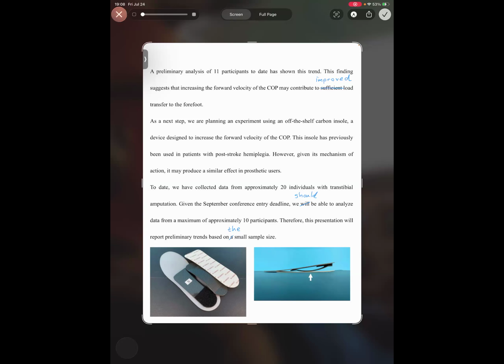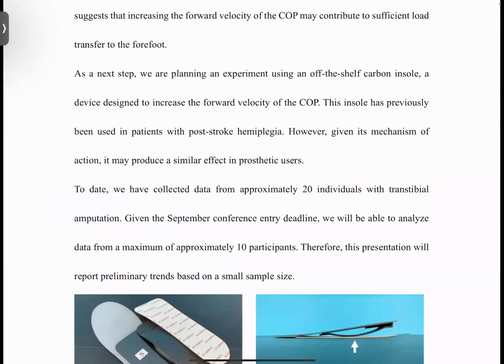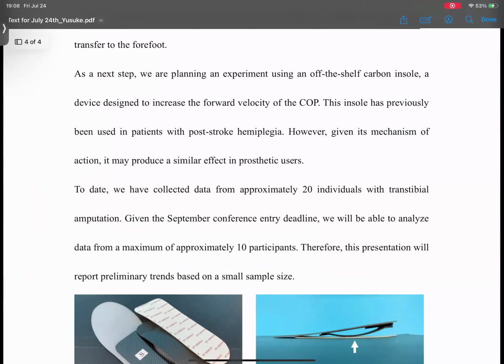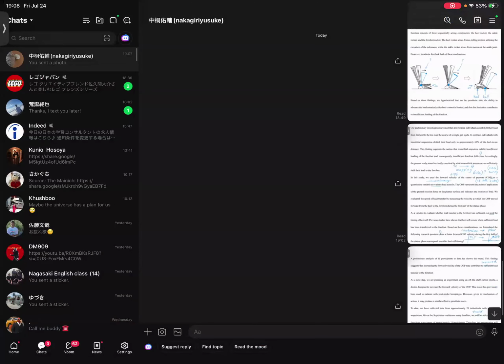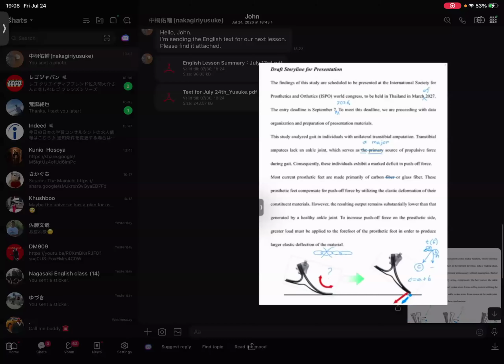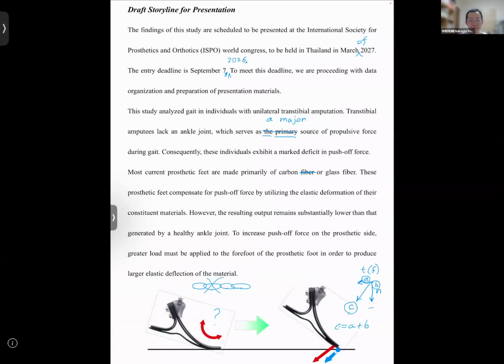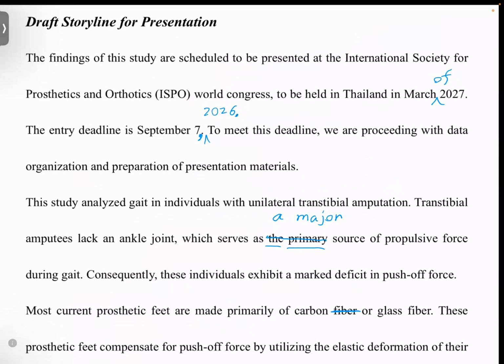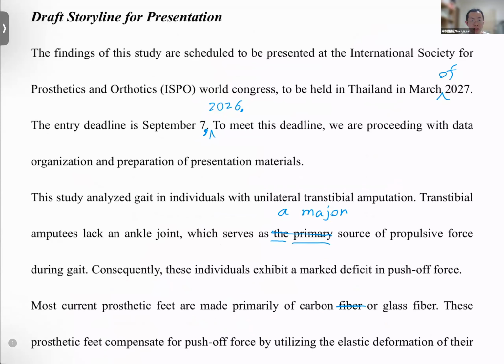Okay. Where are we? Done. Would you like to read? Yes. All right. Can you see my screen? Yes, I can see. Please read. Okay.